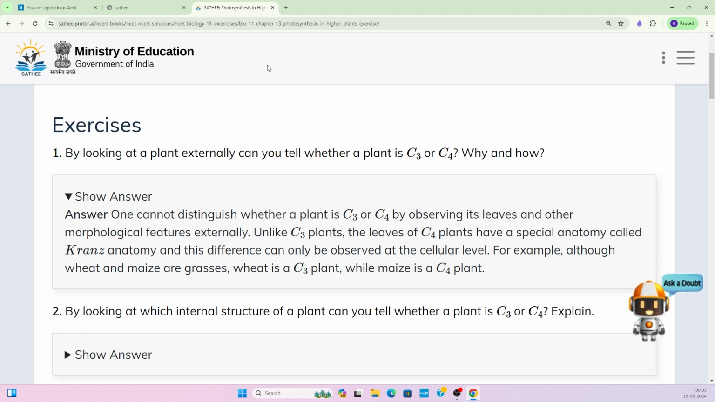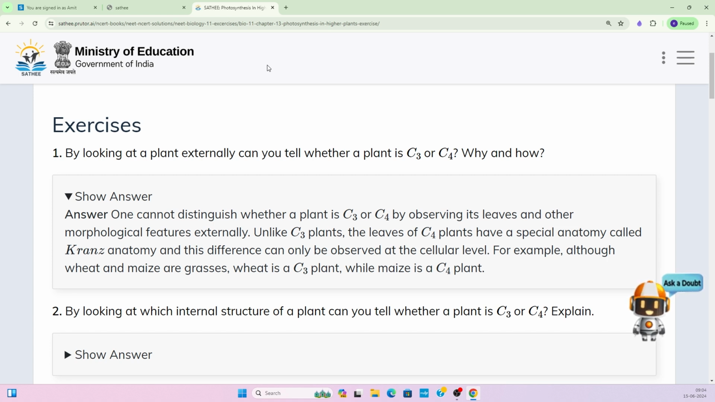For example, although wheat and maize are grasses, wheat is a C3 plant while maize is a C4 plant, right? So this is one of the differences here. You can see both the plants are grasses. Wheat is a grass type of plant and maize is also a grass type of plant. But wheat is a C3 plant, whereas maize is a C4 plant.